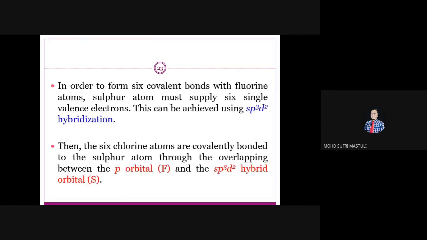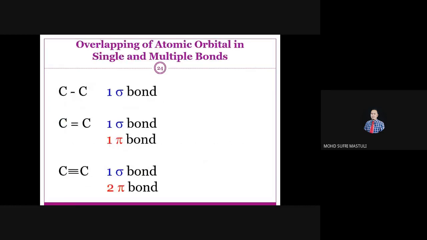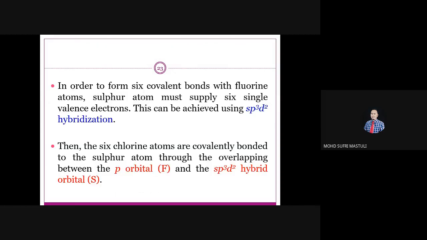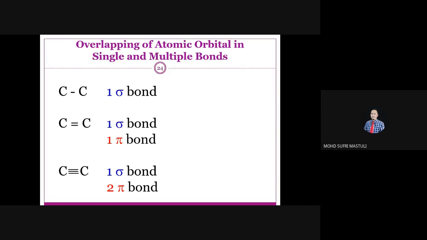Okay, so all right, we stop here for this video. In the next video I will continue with the overlapping of atomic orbitals in single and multiple bonding. It's about sigma: single bonding, 1 sigma; double bonding, 1 sigma, 1 pi; triple bonding, 1 sigma, 2 pi. I will continue this subsection in the next video.